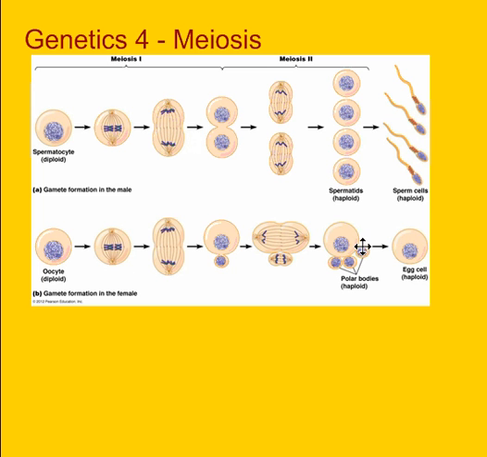Actually, only 1 of the 4 cells that's created actually grows into an egg. The other 3 are called polar bodies and do not develop into the egg. So only 1 egg is produced. The other 3 actually support and nourish the one that develops into an egg, but they themselves do not become egg cells. We call those polar bodies.